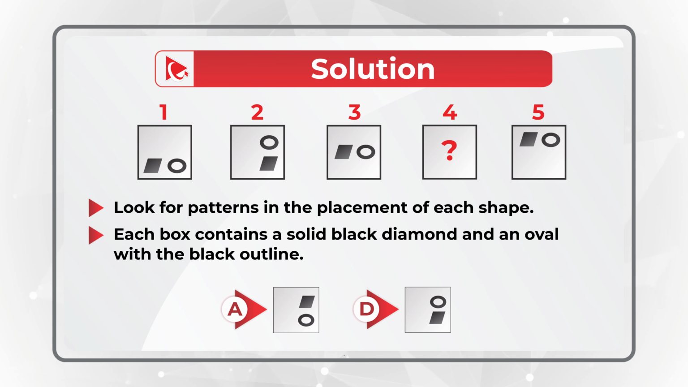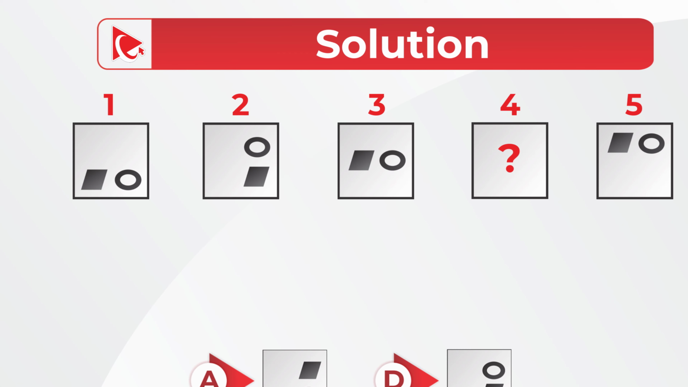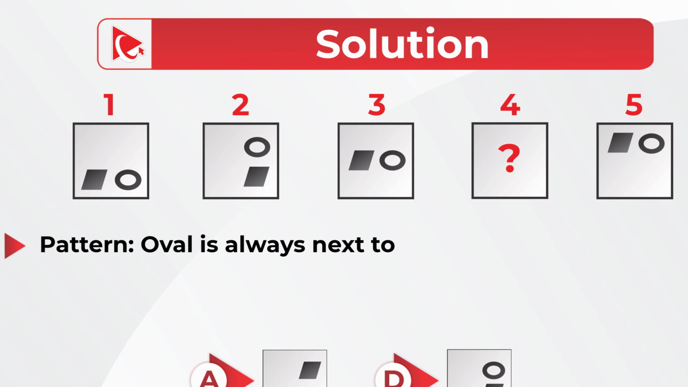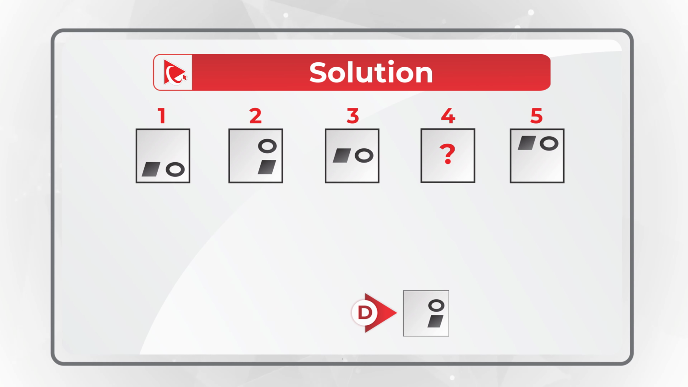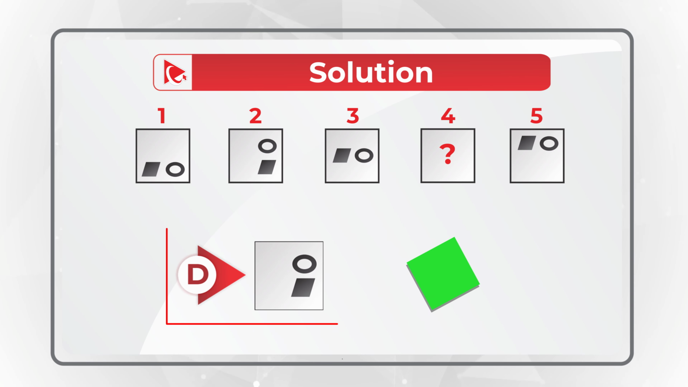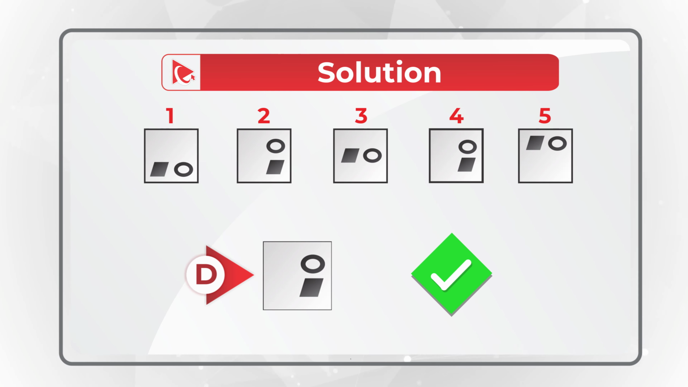To solve this puzzle and get to the correct solution, we need to detect the second pattern. And second pattern is that oval is always next to the diamond, either to the right of the diamond or on top of the diamond. Based on this information, the correct choice here is choice D. Hopefully you've nailed this question and now know how to answer similar problems on the test.